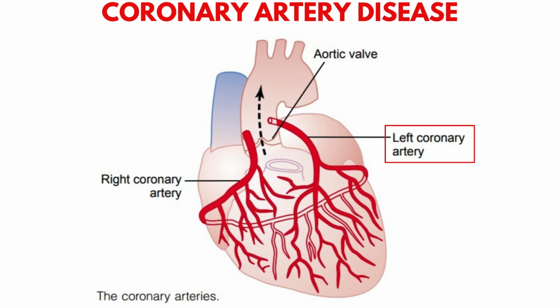There are two main coronary arteries. The left main coronary artery supplies blood to the left ventricle and left atrium, while the right coronary artery sends blood to the right ventricle, right atrium, and the sinoatrial and atrioventricular nodes. Both sides divide into smaller branches to supply blood to all parts of the heart.